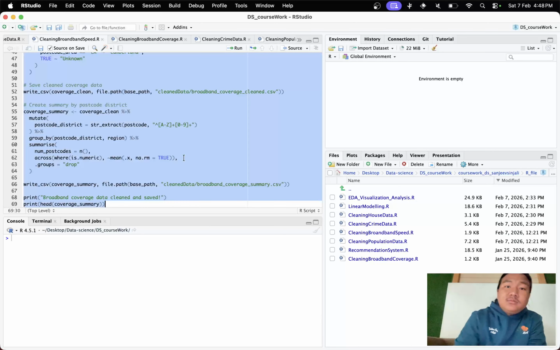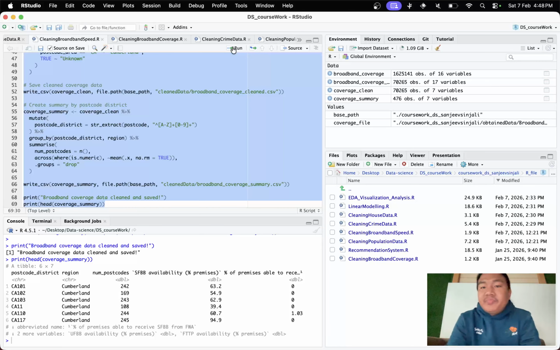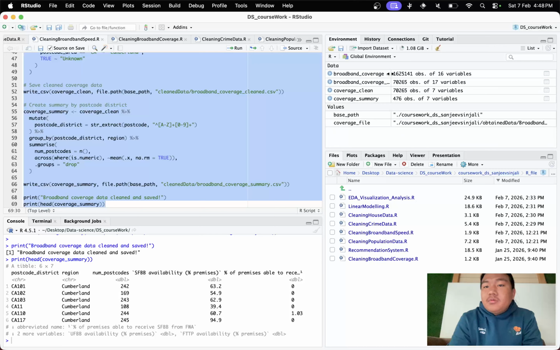And for the run, where it is running, and it shows the broadband coverage filter, coverage clean, coverage summary.